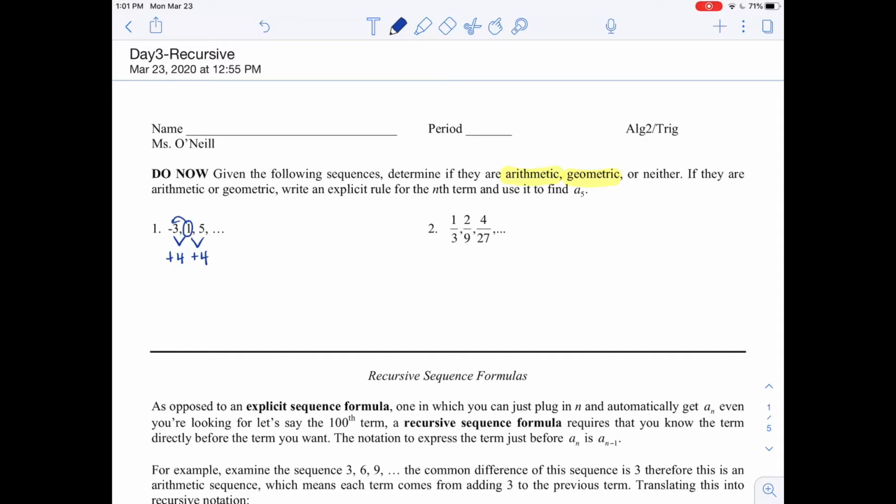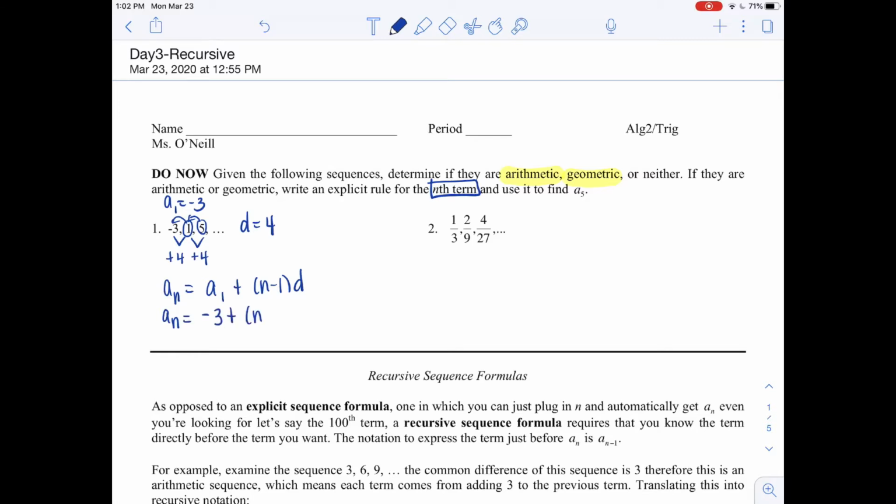That constant difference of adding by 4, which by the way comes from doing 1 minus -3 or 5 minus -1. You get a common difference of 4. Your very first term is -3. So if we wanted to make an nth term rule, so that's a rule to find any term of the sequence, the general rule for an arithmetic was a sub n equals a1 plus n minus 1 times d.